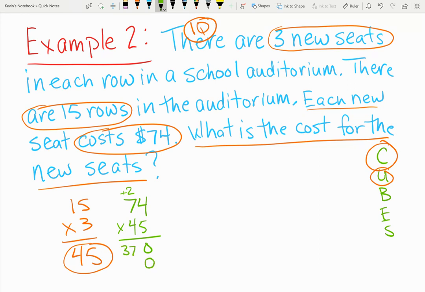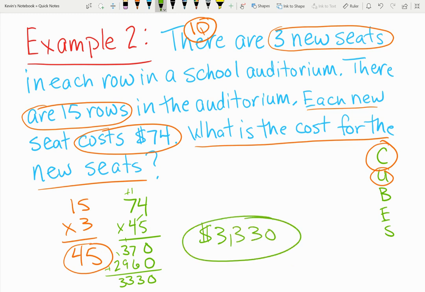Add your 0 here for your second partial product. I'm going to go ahead and erase my carryover. And I'm going to go 4 times 4 is 16. Carry the 1 over. 4 times 7, 28, plus the 1, 29. So 2,960. If I add these 2 partial products, I get 3,330. Okay. All right, so 3,330 is the cost for the new seats.